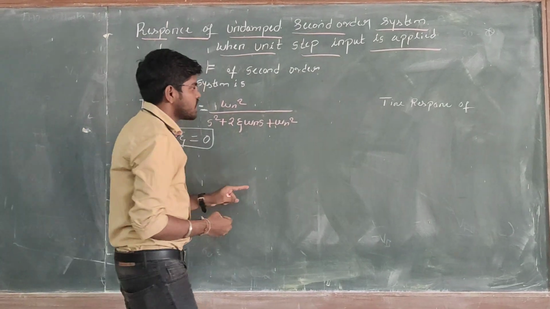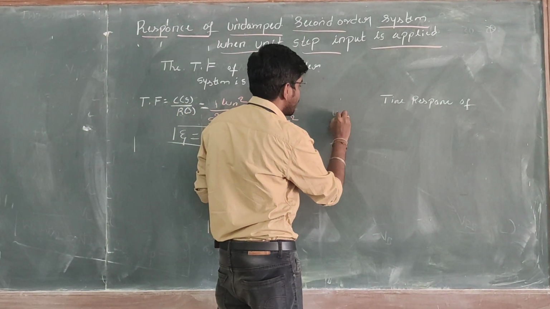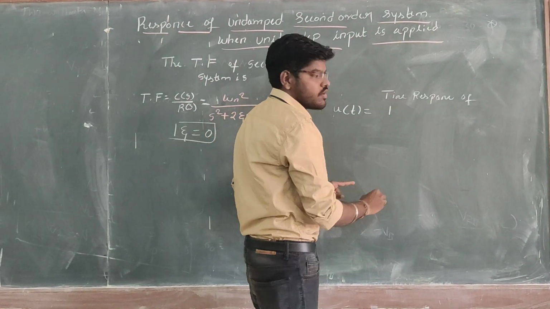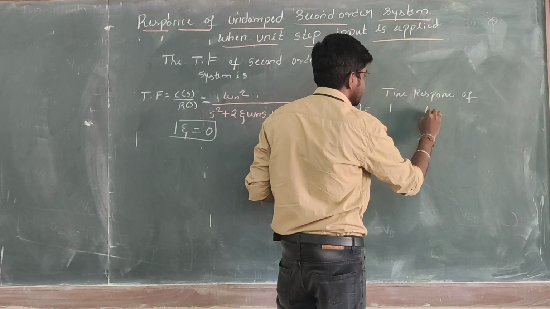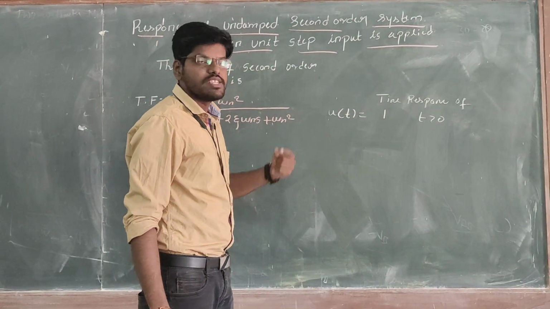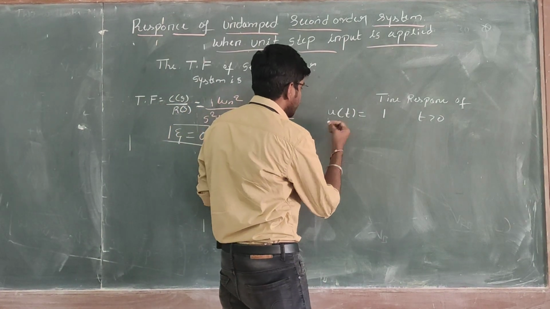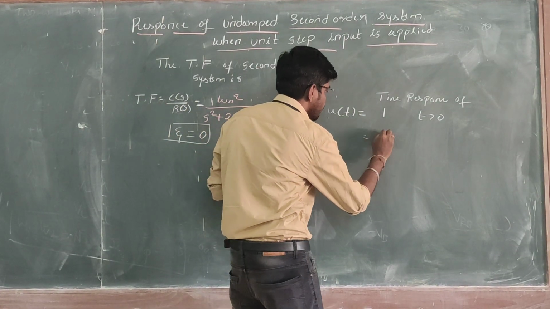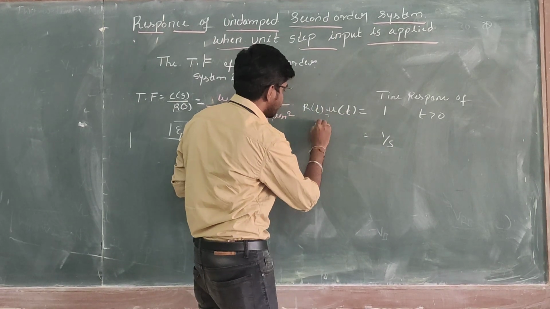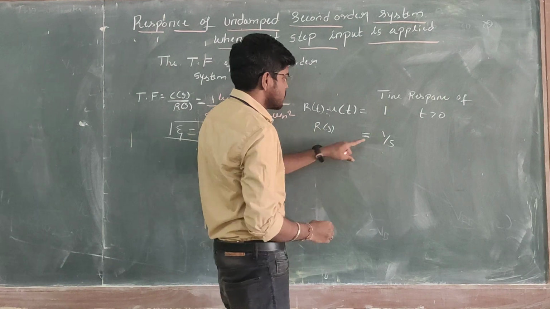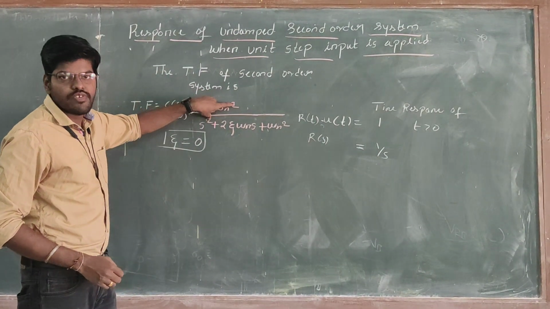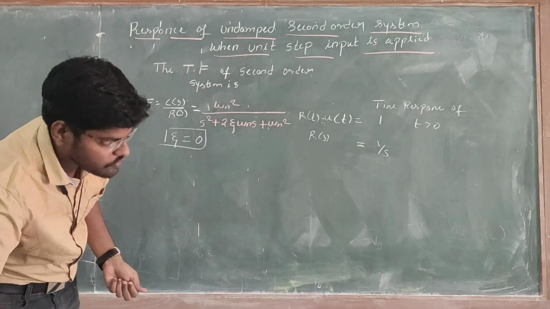In the previous classes we defined the unit step input u of t, which equals 1 when t is greater than 0. Once you take the Laplace transform of this signal, it will be 1 by s. So r of s, the Laplace transform of the unit step signal, equals 1 by s. When this signal is applied to the basic transfer function, we will find the response of the system.